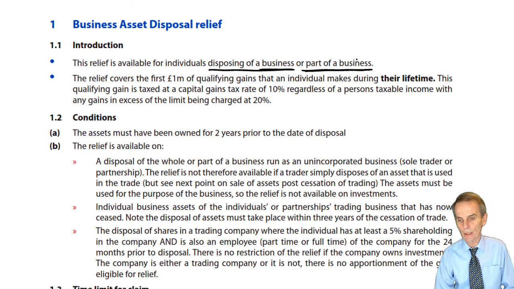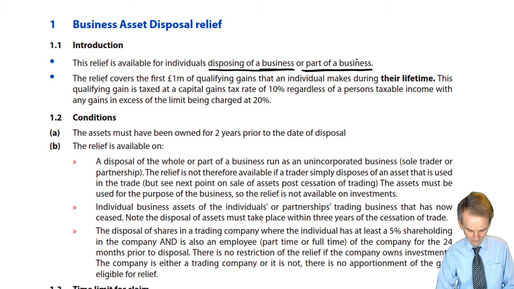What type of relief was it? It is, of course, a tax rate relief. It means that qualifying gains get taxed at just 10% there, irrespective of what the individual's taxable income may be in relation to their income tax computation.